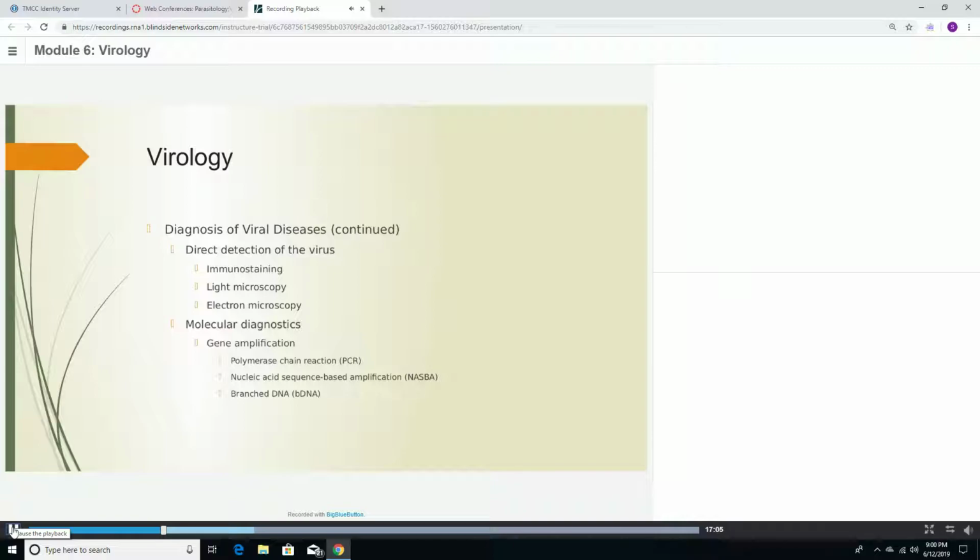So here we're just going to discuss a little bit of the diagnostics of a viral disease. We could do direct detection of a virus with immunostaining, light microscopy, or electron microscopy. So what's happening here is we're actually looking at our samples and we're going to magnify them extremely, because you remember our largest virus is 300 nanometers. So we have to look through a nano type microscope to see if we could detect these viruses.